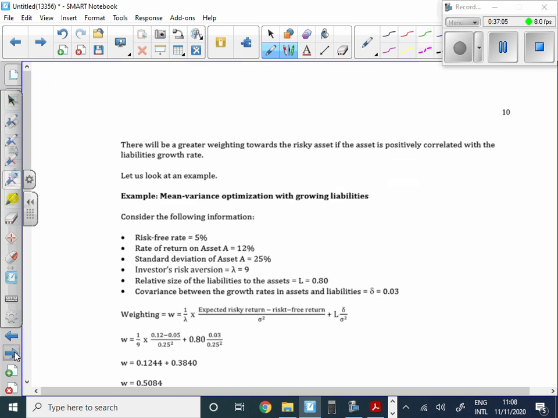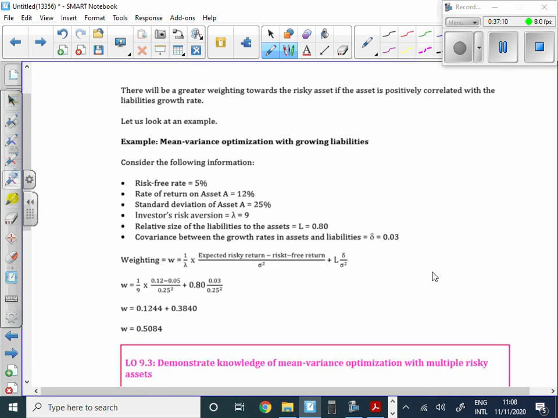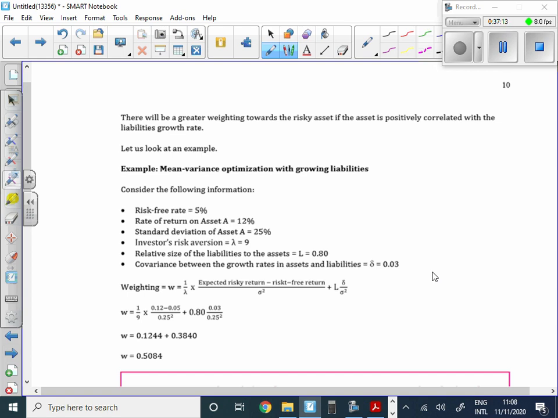Away we go. I've thrown you in a little bit of an example over here. Nothing too crazy. Really, guys, it's just a bit of plug and play. Let's just make sure we've got all the answers. 1 over the risk aversion factor, that's your lambda. There's your 9 over there. Your rate of return on the asset is 12. Risk-free rate is 5. There's your standard deviation, but I want the variance, so I just square that to get back to my variance, plus 0.8, which is the relative size of liabilities to assets.